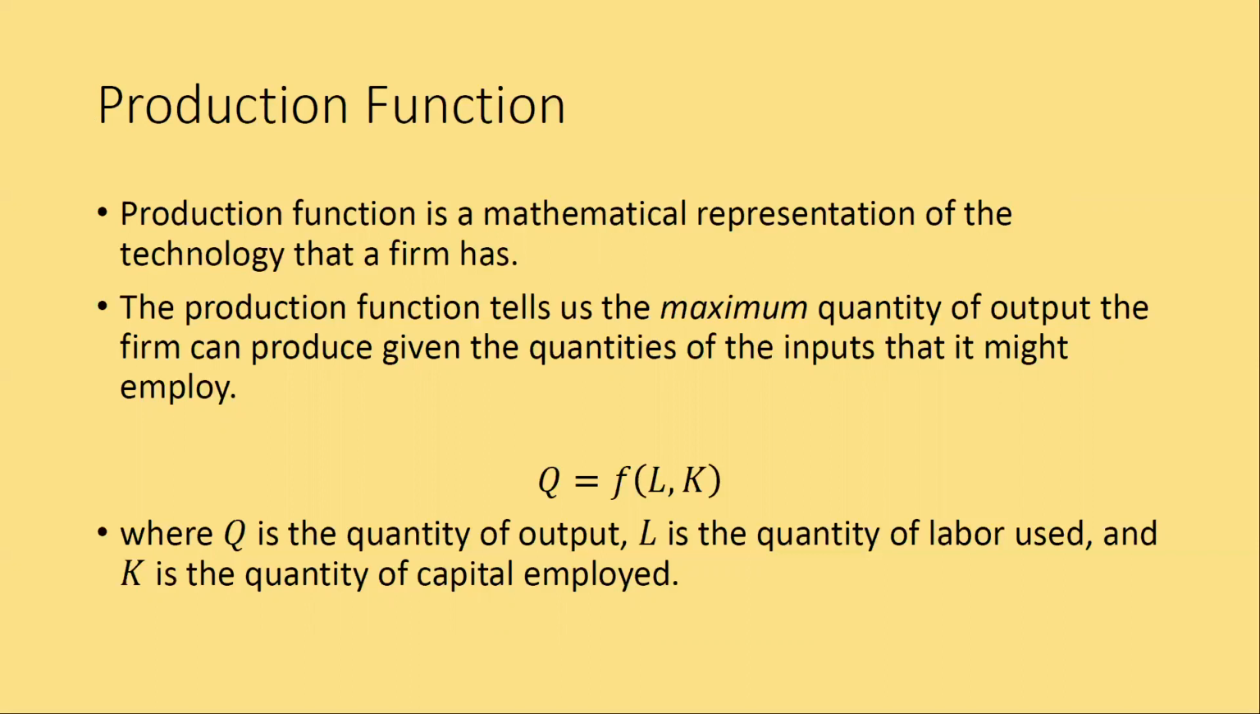So we can write Q equals F of labor and capital to represent the technology that the firm has, using labor and capital to produce the output. And here Q is the quantity of the output. And this is the case that the firm uses two inputs. The firm can use only one input, or more realistically, more than two inputs.